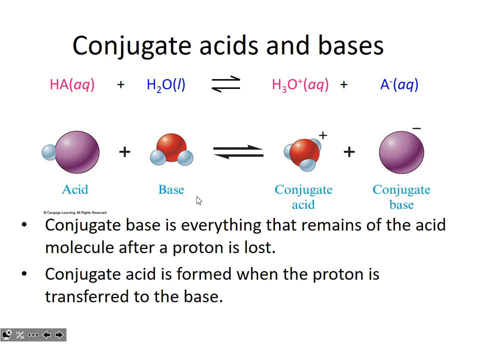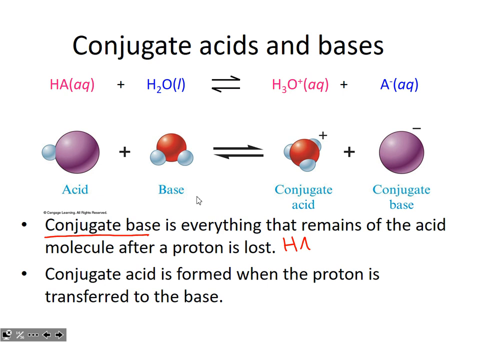So the term conjugate in general means pairing. If you think of it really crudely like a conjugal visit, that's a pairing of people coming together. If you think about bacterial conjugation, that's about bacterial reproduction. So conjugate in this context means pairing. A conjugate base is what remains after an acid donates a proton. So it's what you have left after your acid has given away its proton.